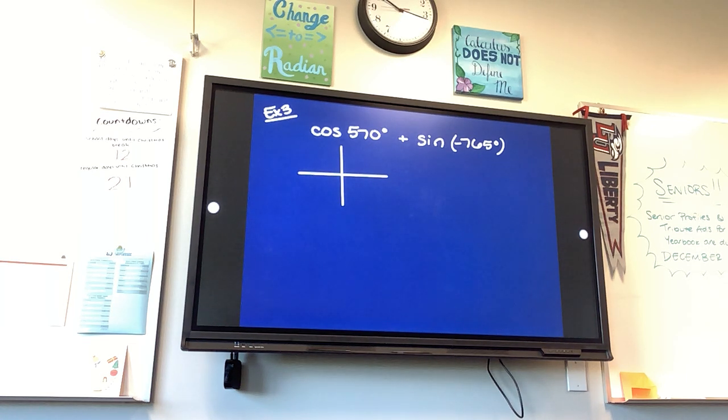Yes, it is 210. No, 570. 570 goes around, and then goes around again. 570 minus 360 is 210.